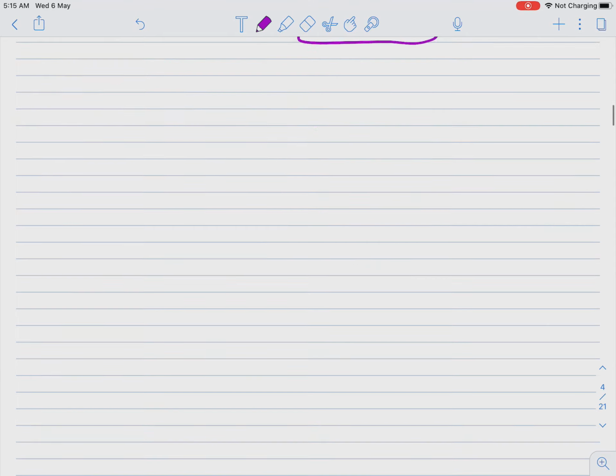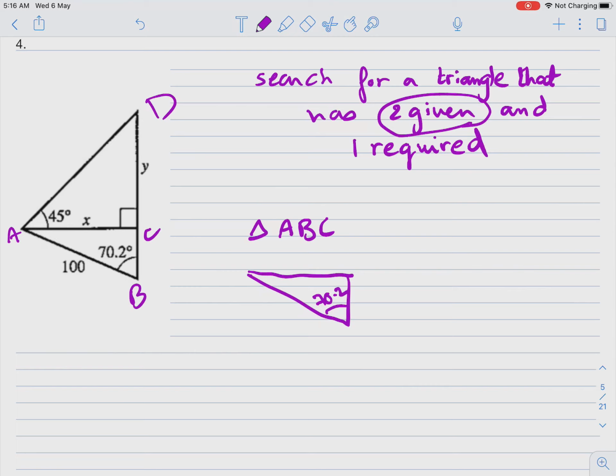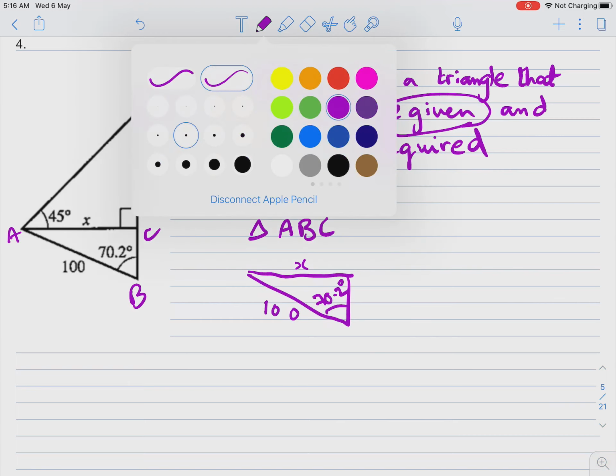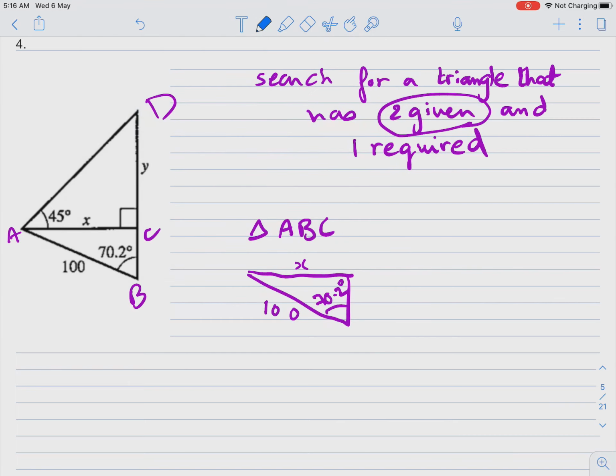So let's call, for example, triangle ABCD. Of course, in triangle ABC I have two things given. I have the angle, which is 70.2 degrees, and I have this side which is 100, and the required side is x. So how to get side x?